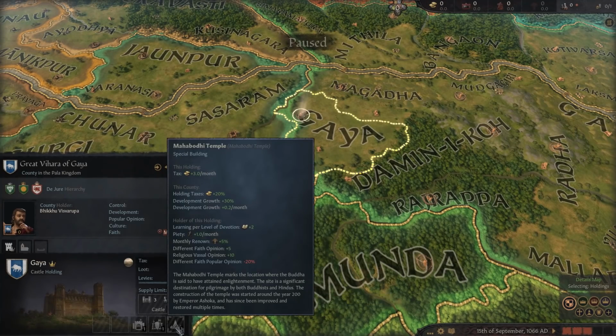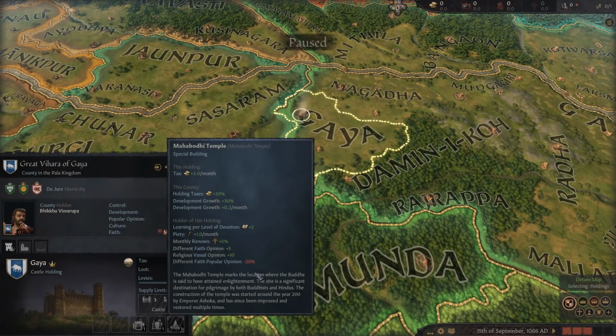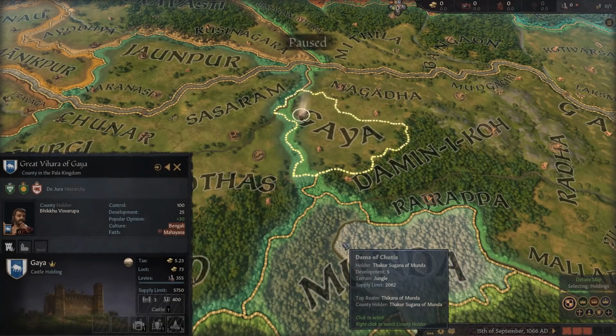Now, what does this give you? It gives you plus 3 per month in holding taxes. On top of that, plus 20% taxes countywide, plus 30% development growth, and plus 0.2 development growth per month. Then you also get learning per level of devotion of plus 2, piety of plus 1 per month, monthly renown plus 5%, different faith opinion plus 5, religious vassal opinion plus 10, and different faith popular opinion, so here each county has an opinion of the character who holds their county, is minus 20%.